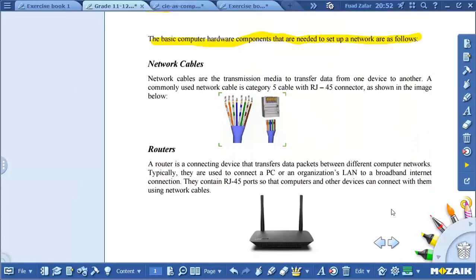Network cable, one of the main components. Network cables are a transmission media to transfer the data from one device to another. Transmission means data moving from one computer to another or one device to another. A commonly used network cable is category 5 with the joint RJ45. This is your RJ45, this one.